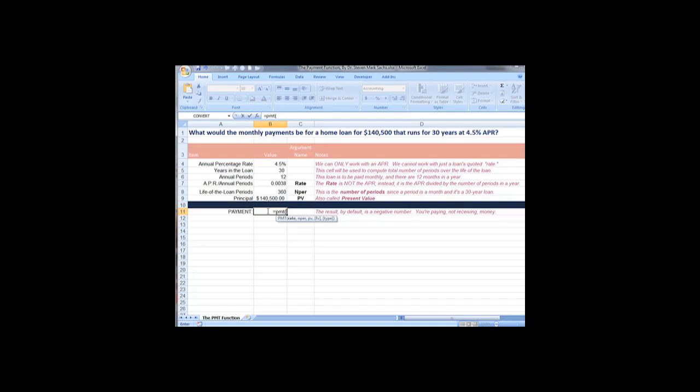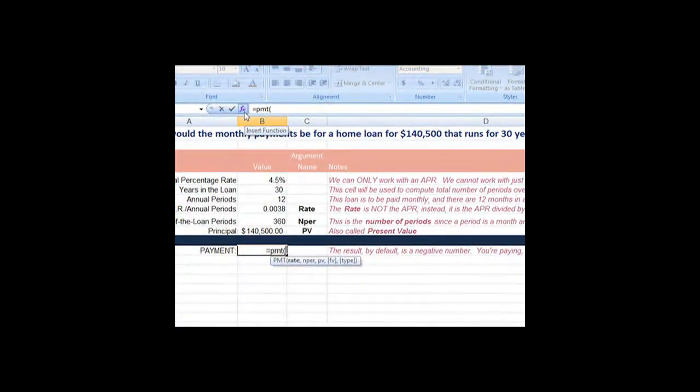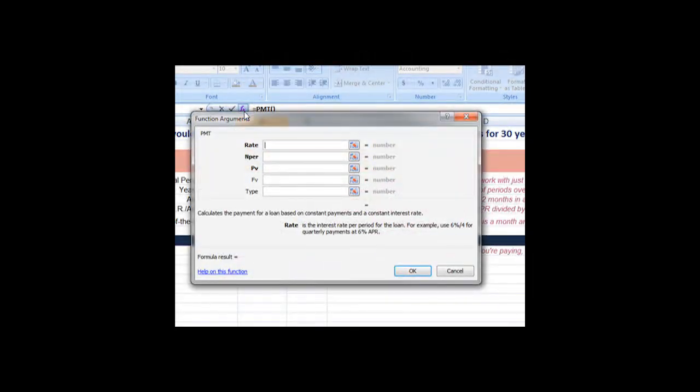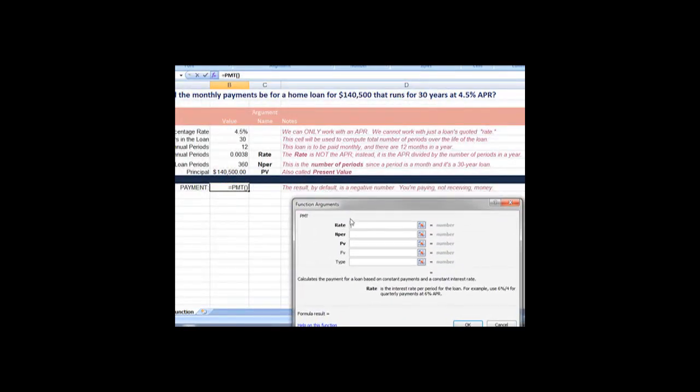Next, I'll click on the Insert Function button to the left of the formula bar. It looks like f of x or f sub x. This brings up the function arguments dialog box. In this case, we'll use the pre-computed cells to fill in the arguments. I'm going to move the function arguments dialog box a little bit out of the way so we can see what we're doing. I'm now in the rate box.